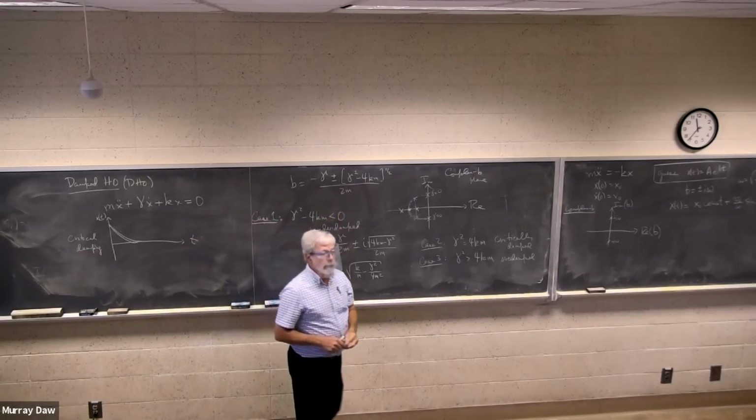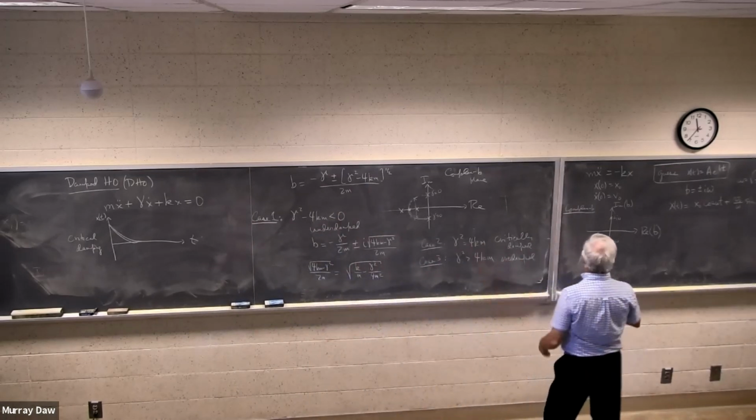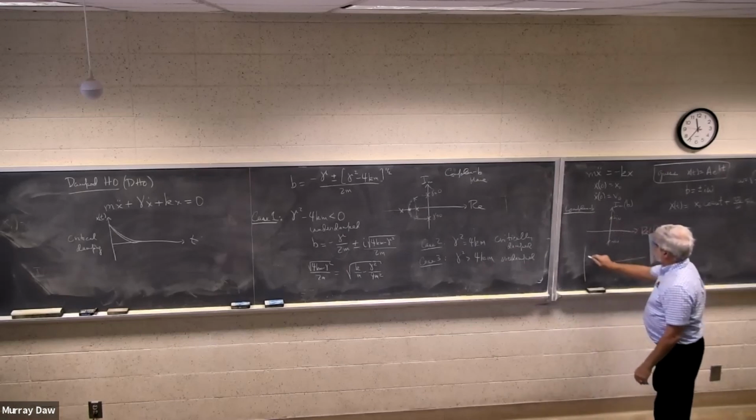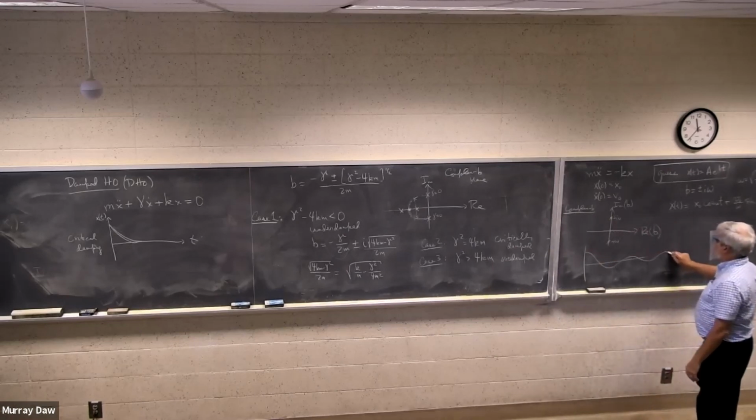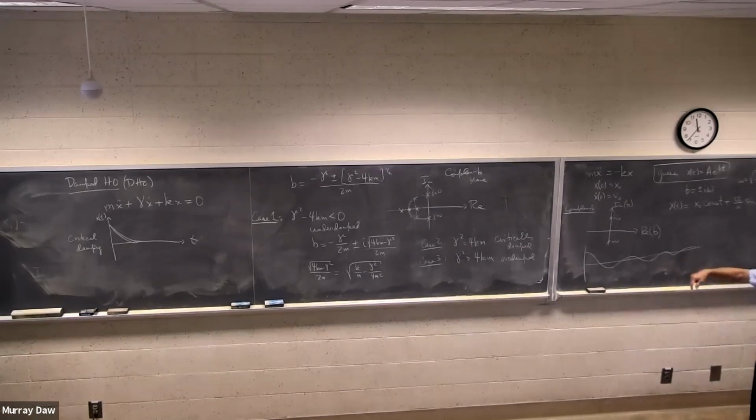Yes, sir. What does underdamped look like graph-wise? Underdamped is what I drew originally. Underdamped will have this: a damped cosine and a damped sine. That's underdamped. It's oscillating. So the damping has not removed the oscillation. So that's a good thing.